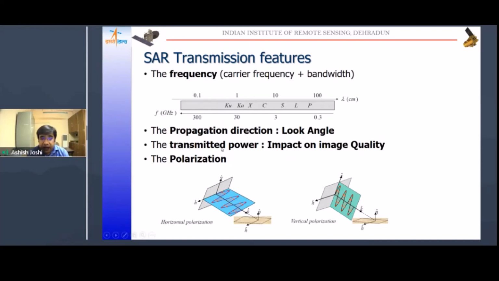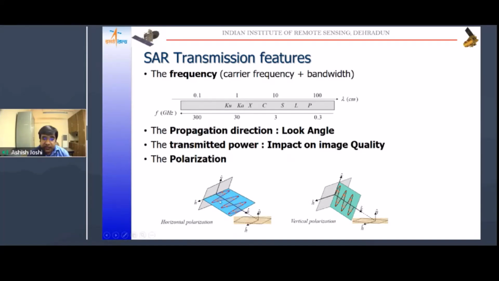And at which power it is illuminating, which will impact the image quality. If the power requirement is high, then we have a different image quality. And fourth is the polarization. SAR has the capability to have the electric field vector in a particular direction.